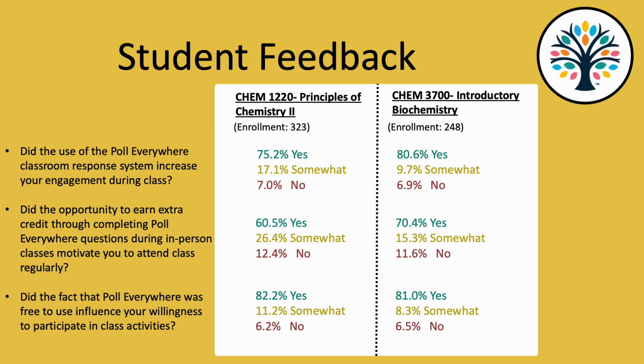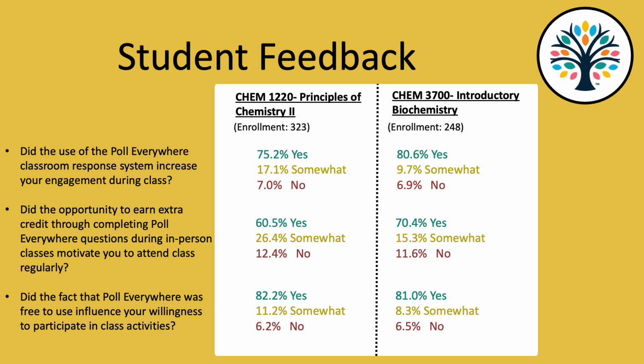The last thing that I wanted to just show in this presentation was some data from two of my classes. Chemistry 1220 is a class taken by first-year science majors, and Chemistry 3700 is a class that's generally taken by pre-health, nutrition and dietetics majors. A lot of times students in this class are juniors.